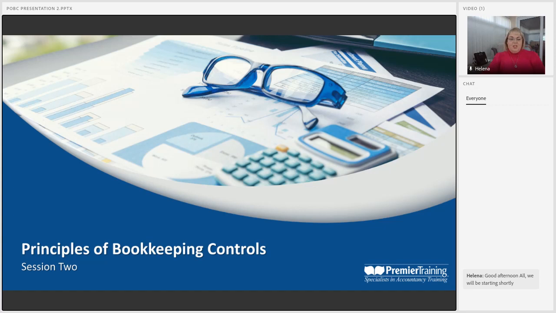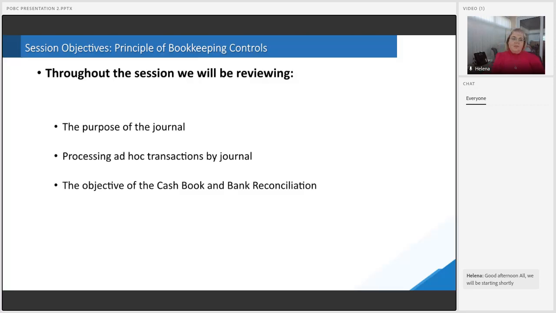So session 2, as I said, covers chapters 3 and 4. This is the purpose of the journal, what it does. In essence, guys, it's just a different way of capturing double entry. And we're going to have a look at processing some different types of transactions by journal. So we did a lot of work on double entry in the first module. We're just going to extend that knowledge today.